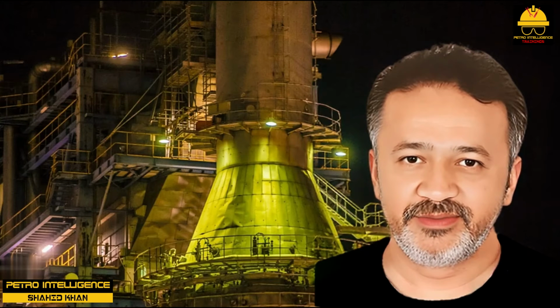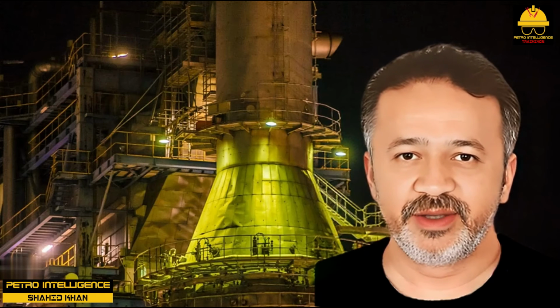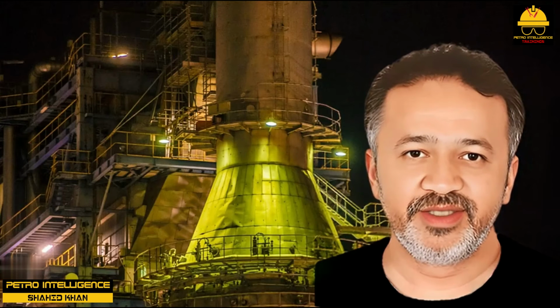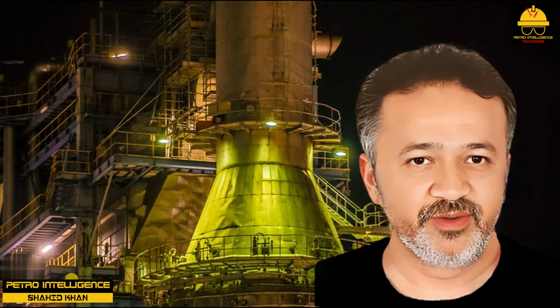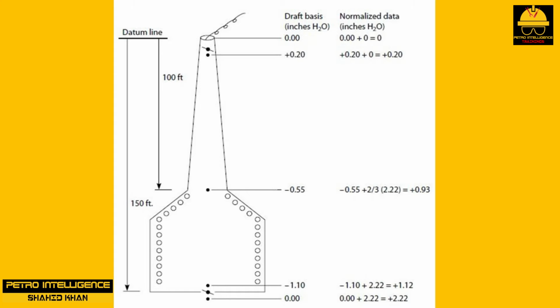Draft readings. Draft readings are a comparison of two pressures taken at the same elevation and are traditionally quoted in inches of water. To make sense of a set of draft readings for a furnace, you must first normalize the data. In the picture, we see a simple natural draft heater with no convective section tubes. The laws of hydraulics tell us that fluids flow from regions of high pressure to regions of lower pressure, and yet the draft readings in the picture seem to contradict this principle.